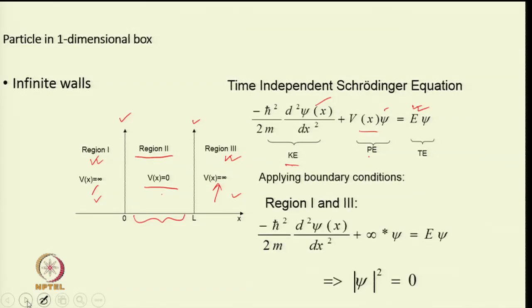In region 1 and 3, the potential is infinity, and so the wave function must be equal to 0. So, psi square must be 0. So, the wave function must be 0 in these two regions.